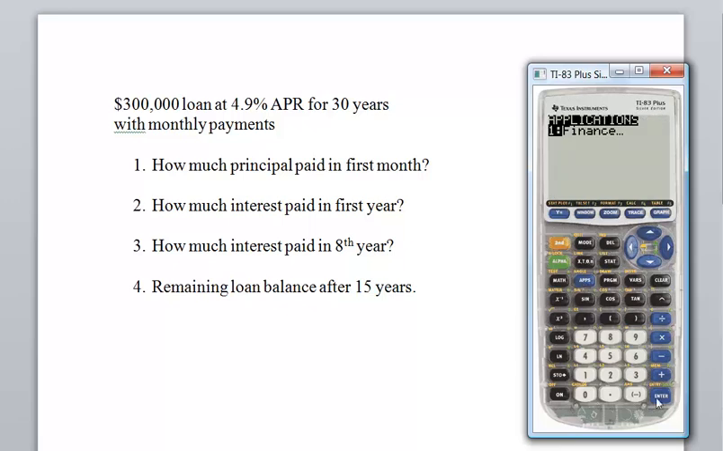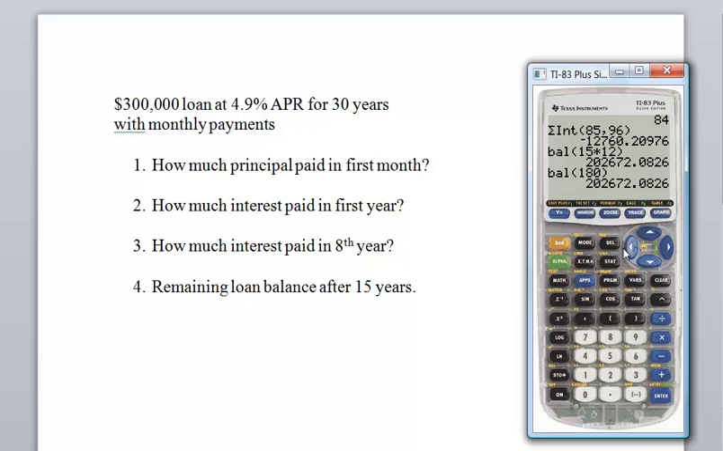Now, finally, the last one: the remaining loan balance after 15 years. In this case, we hit apps, then go to finance again, and go down to the balance function. The balance function is slightly different than the other two. It's not a sum. It's actually the balance. It's going to tell you the balance after the payment that you put in. That would be 15 times 12, which is 180. I can just type 15 times 12, or I can do the balance for 180. Again, you're only putting in the end of the range that you want, and the balance is $202,672.08.